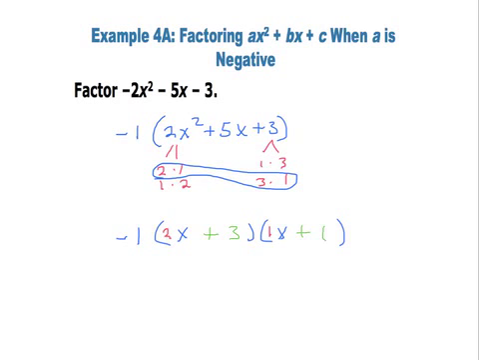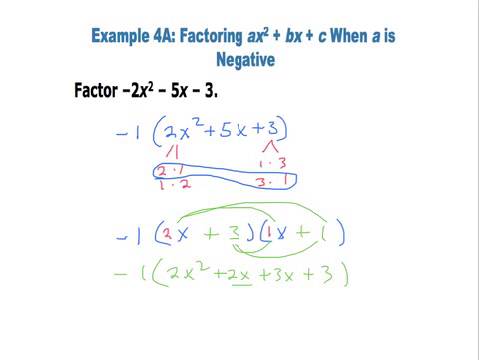Now, let's check it. So 2x times 1x is 2x to the second. 2x times 1 is plus a 2x. 3 times 1x is plus a 3x. 3 times 1 is plus a 3. I'm going to bring down this negative 1. We add like terms. That gives us 2x to the second plus a 5x plus a 3.